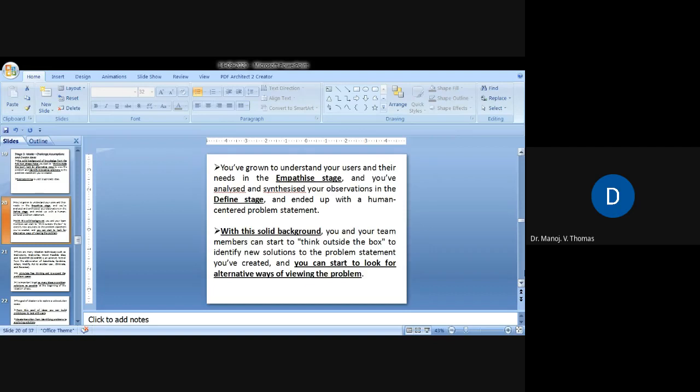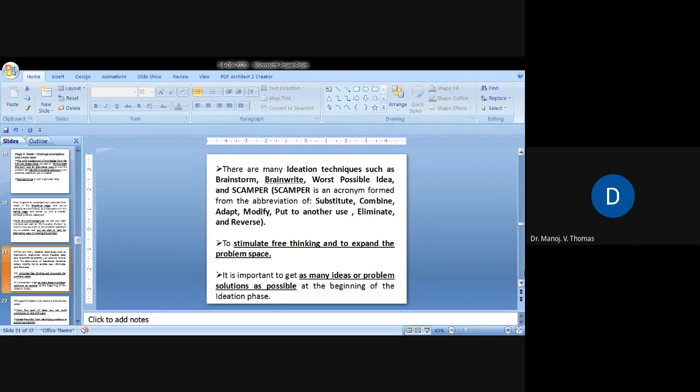So you have grown to understand your users and their needs in the empathize stage, and you have analyzed and synthesized your observations in the define stage, and right now you have a clear-cut problem statement. With this solid background, you and your team members can start to think outside the box. Outside the box means you should break conventions. Only then can you have an innovative product, because in order to have ideas which nobody else has thought of, you should think outside the box, isn't it? To identify new solutions to the problem statement you have created, you can start to look for alternative ways of viewing the problem. These alternative ways of solving the problem are thought of in the ideate stage.